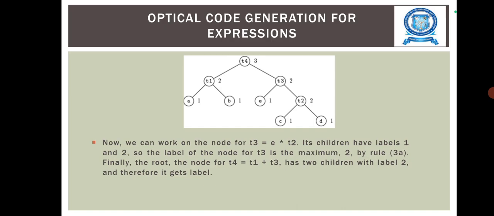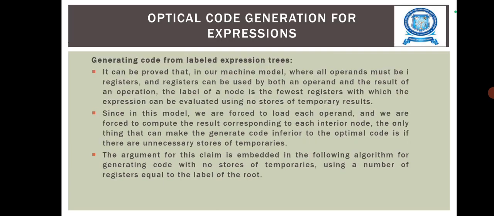Here in this tree structure, it shows how the expressions are made. The interior node represents an assignment statement, and the leaf node represents the operands. Now we can work on the node for t3 = e * t2. Its children have labels 1 and 2, so the label for t3 is the maximum, 2, by rule 3a. Finally, the node for t4 = t1 + t3 has two children with the label 2, and therefore it gets labeled 3.